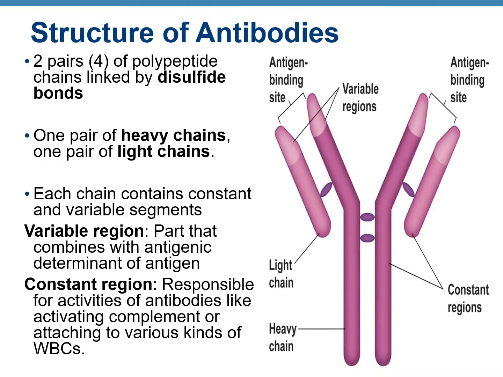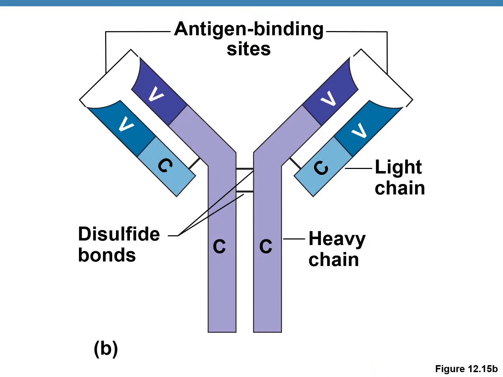Each chain contains two regions, a variable region and a constant region. The variable region is the one that varies in structure. This is the part that combines with the antigen, and because there are so many different types of antigens, variable regions have to be different from each other because they have to bind to different types of antigens. The constant regions, on the other hand, are similar. They are the same in antibodies, and they are mainly responsible for maintenance. They are responsible for activities of antibodies like complement activation or attachment. This figure illustrates the Y-shaped structure of an antibody.